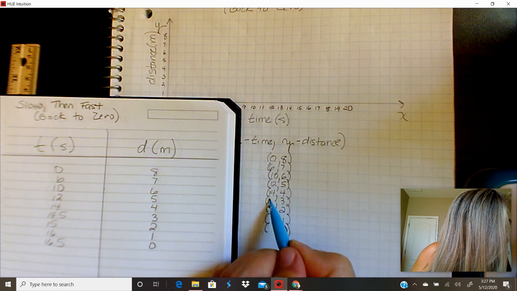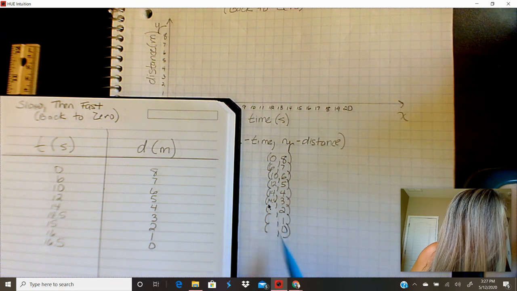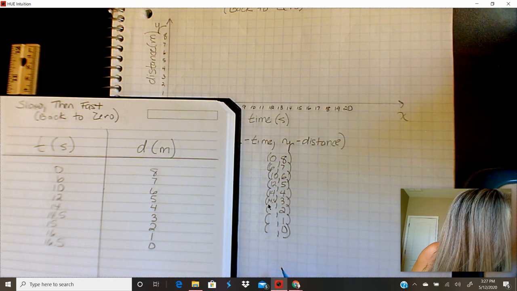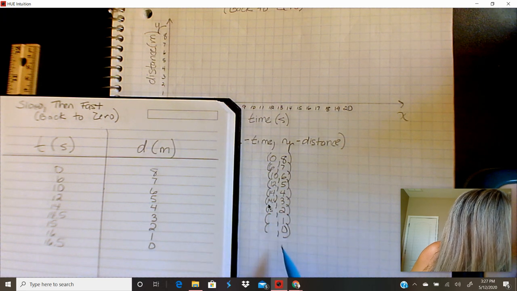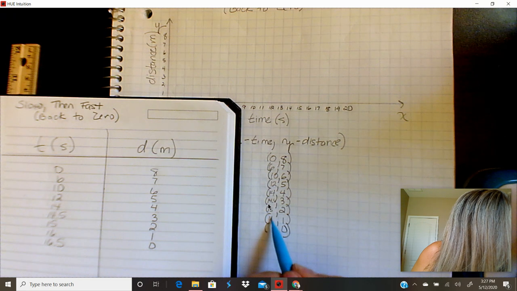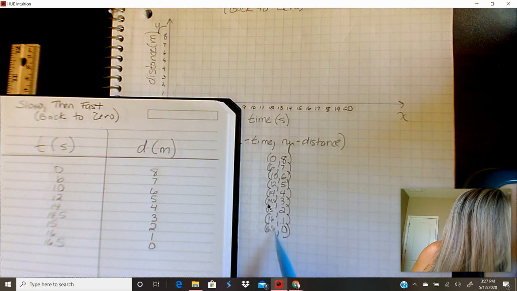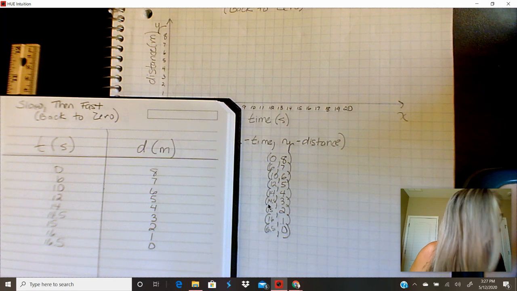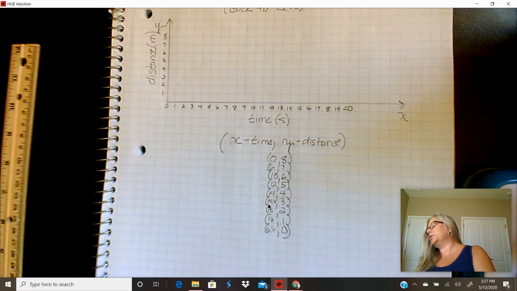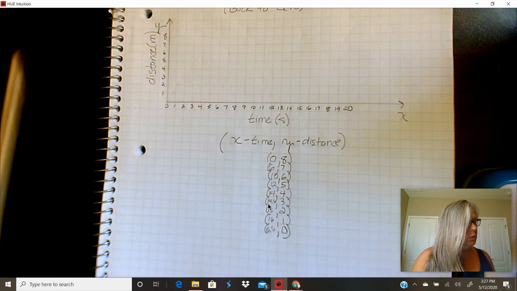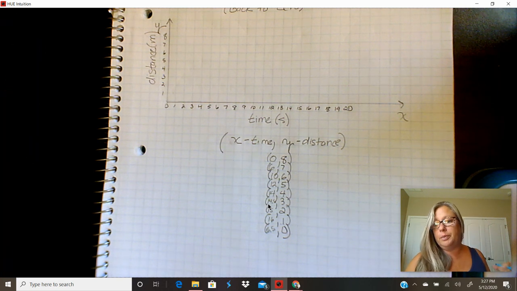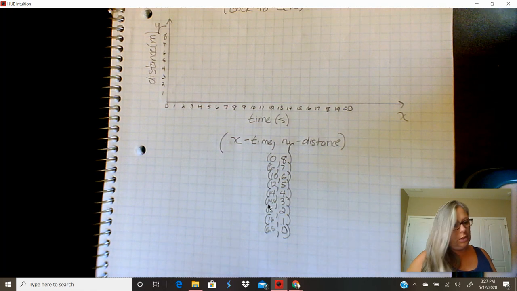At 14.5 seconds, I was at the 3 meter card. At 15 seconds, I was at the 2 meter card. At 16 seconds, I was at the 1 meter card. And 16.5, I was at the 0 meter card. All right, and now let's see what this graph chart looks like when we're changing our speed, going slowly and then quickly, but this time starting from the 8 meter card rather than the 0 meter card.